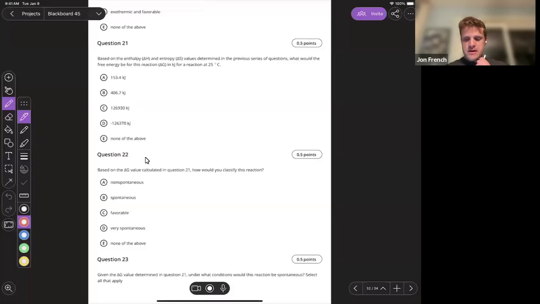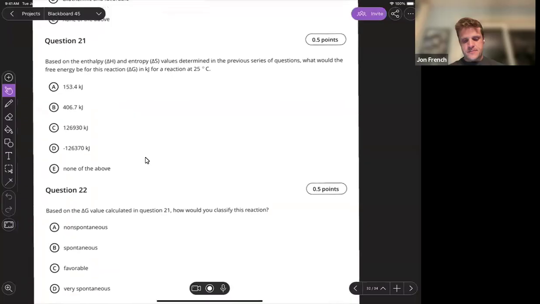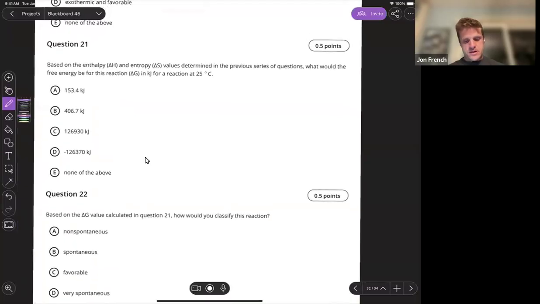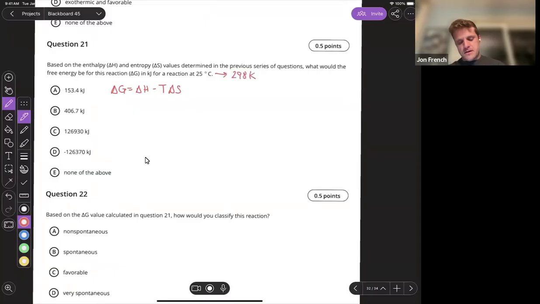All right, so question 21: based on the enthalpy and entropy values determined in the previous series of questions, what would the free energy be for this reaction in kilojoules at 25 degrees Celsius? So we'll put those together. We know delta G equals delta H minus T delta S. We need temperature in Kelvin, so 298 Kelvin. All right, delta G equals, my delta H was 280 kilojoules minus 298 Kelvin.